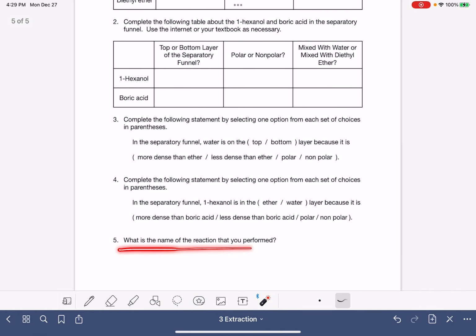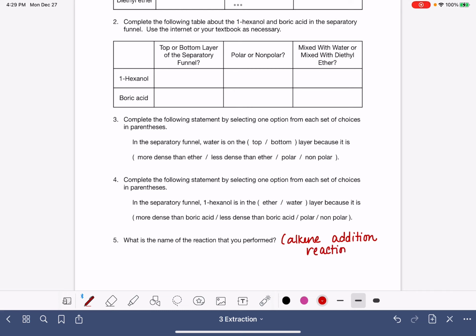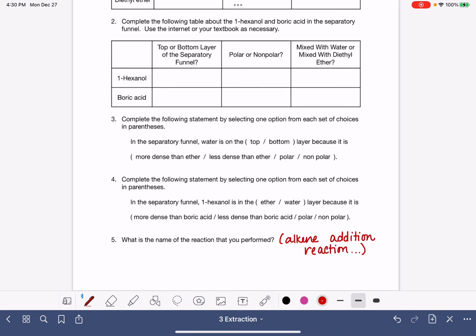And then the last question on here, what is the name of the reaction that you performed? This is going to be one of your alkene addition reactions. That's just a hint. That is not the name of the reaction. This is a type of an alkene addition reaction. So go look up your alkene addition reactions and figure out which one you performed.